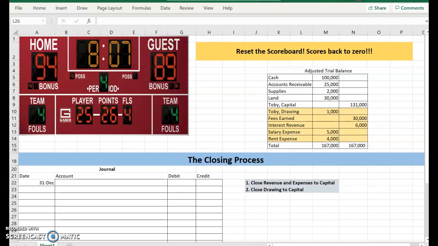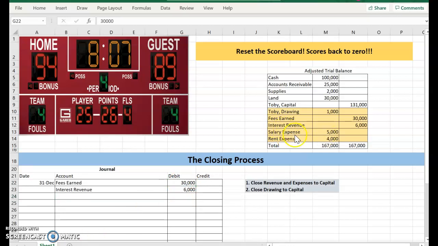So let's look at the first step, close revenues. So when I look up here at revenues, I have two revenue accounts. I have $30,000 and $6,000. So if I want to make these two accounts go to zero, I need to debit fees earned for $30,000 and debit interest revenue for $6,000 to get these two balances to zero. And if you look down here at the journal entry, I have zeroed out fees earned and interest revenue.